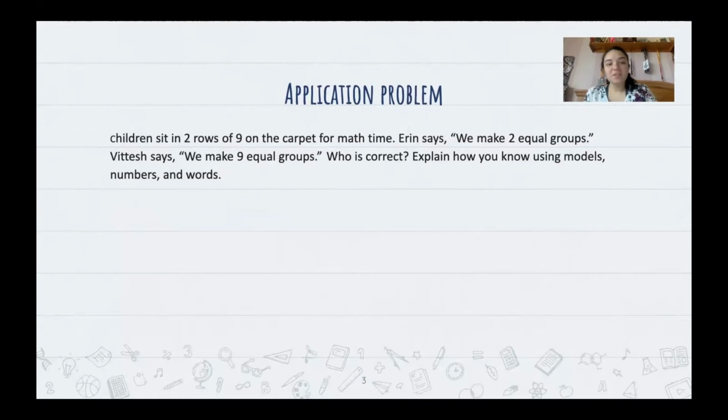Children sit in 2 rows of 9 on the carpet for math time. Aaron says we make 2 equal groups. Vitesh says we make 9 equal groups. Who is correct? And explain how you know using models, numbers, or words. So go ahead and pause this video, give it a try on your own, see what can work. And then when you hit play, I'm going to go ahead and start going over it.